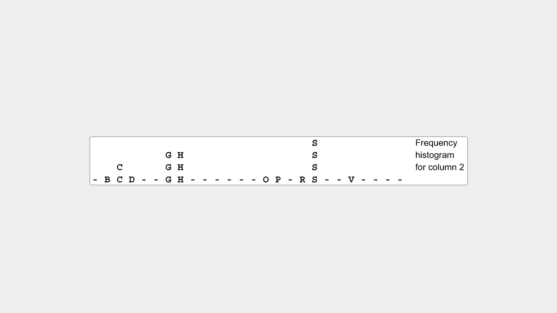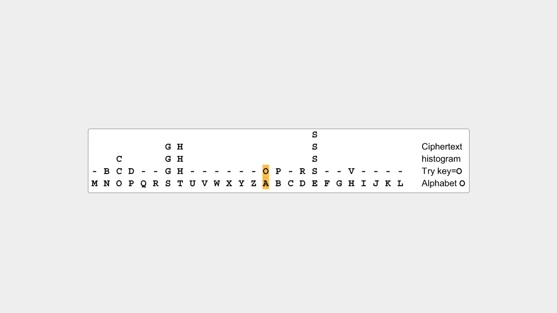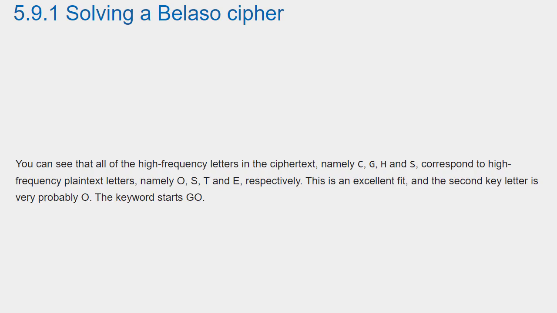Let's turn our attention to the second column of the ciphertext. The letter frequency histogram is. This time the ciphertext letter S catches our attention. If S represents plaintext E, then the key must be O. Let's check this out by comparing the ciphertext histogram against the shifted alphabet. You can see that all of the high-frequency letters in the ciphertext, namely C, G, H and S, correspond to high-frequency plaintext letters, namely O, S, T and E respectively. This is an excellent fit, and the second key letter is very probably O.